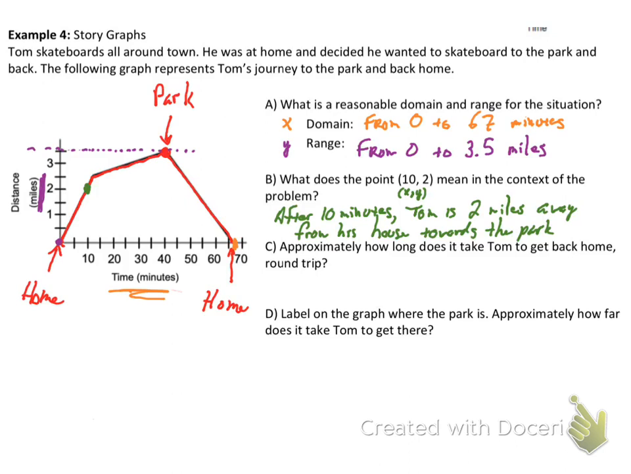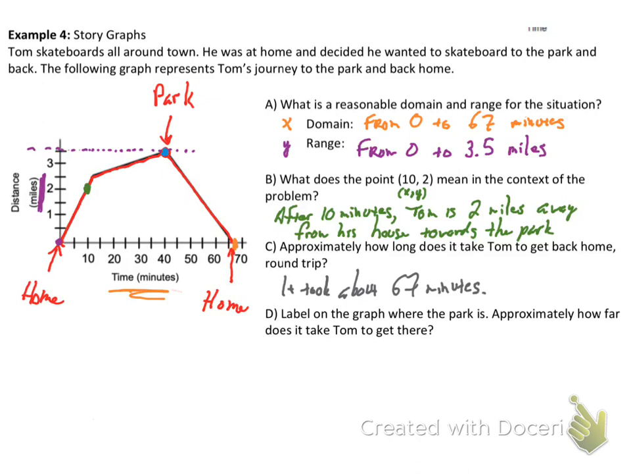All right, approximately how long does it take for Tom to get back home, round trip? Well, you notice he started at home, went fast, then steadied out, then got to the park, and then went back home. Well, how long did this entire trip take? It took about 67 minutes. His whole trip took about 67 minutes. And then the last question is asking us where the park is. Well, we already labeled the park when I introduced this problem. So the park is right here.